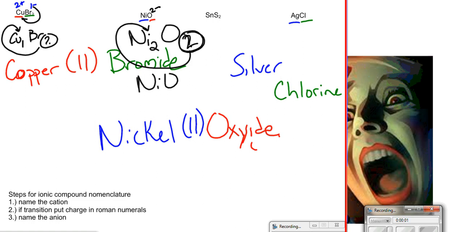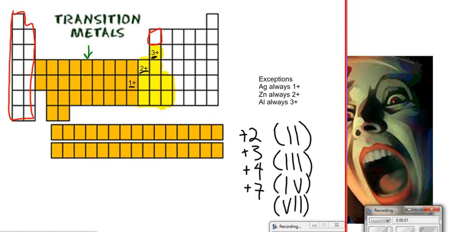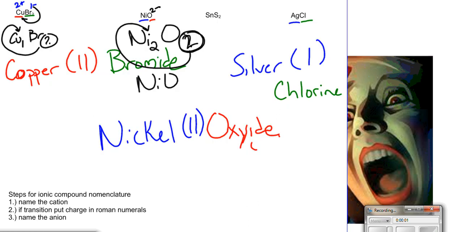Is silver a transition metal? Yes. So I put its charge in Roman numerals. Alright? Chlorine's always -1, so silver must be a +1. But you say, wait a minute, there's something I need to remember about silver. Silver is always a +1. Always and forever. And so we never put its charge in Roman numerals.